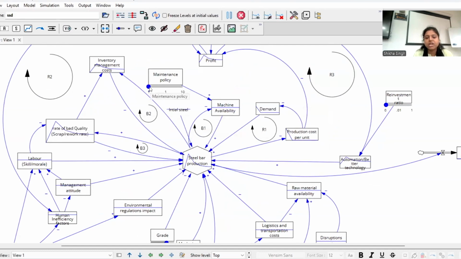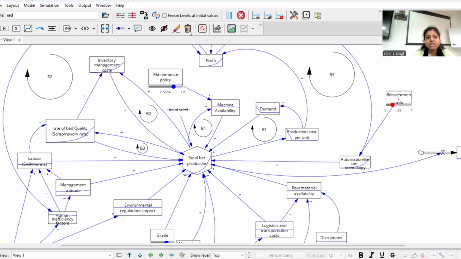Let us say I'm changing just one variable, and then it will show the changes in this whole system, especially the steel bar production. So let us say I'm just changing the maintenance policy. It is not giving much change, but one parameter which I can change is the reinvestment ratio. So let us see, if I'm changing the reinvestment ratio, you see all these lines are there.